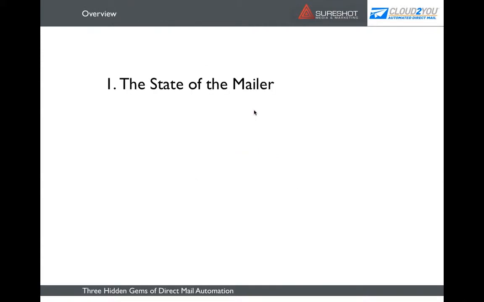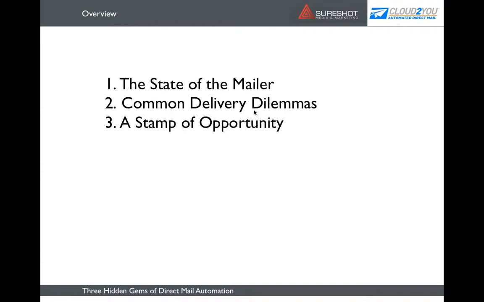So let's go a little bit into an overview and look at what we're going to cover today. I'm going to talk a little bit about the state of the mailer, right? We just got through the State of the Union, so I thought, understanding a little bit of the mailer. There's a lot of misinformation about that in the marketplace today. We're going to look at some common delivery dilemmas. What are some things that you guys are likely dealing with today as it relates to the mailer? We're going to look at a stamp of opportunity, some ways that mailers might be emerging, or even a hidden gem that we can take advantage of.